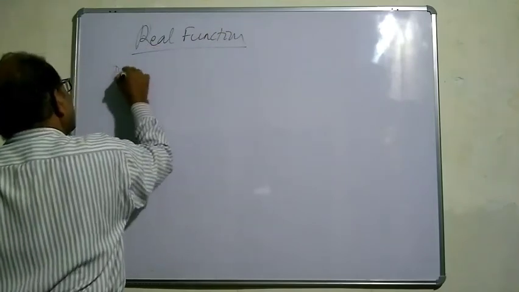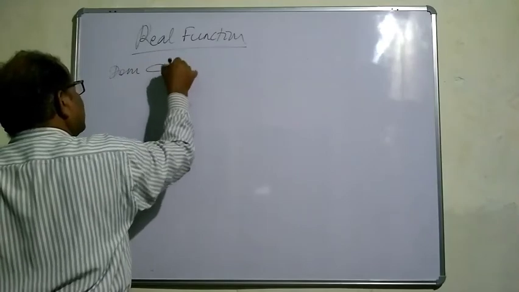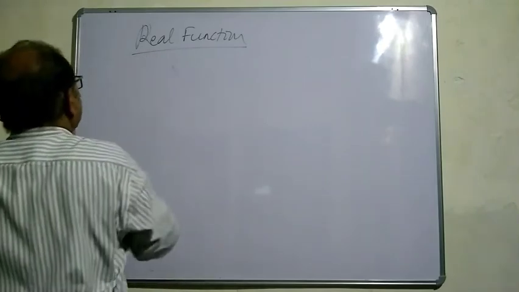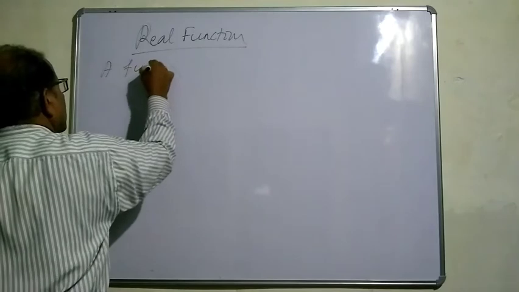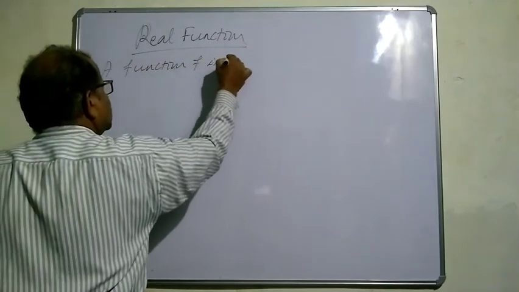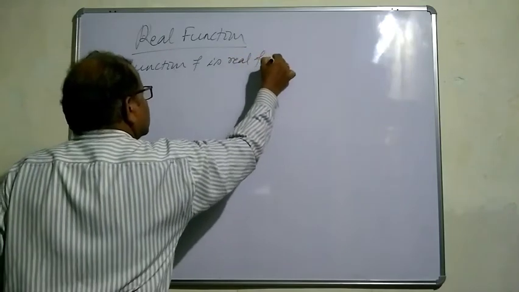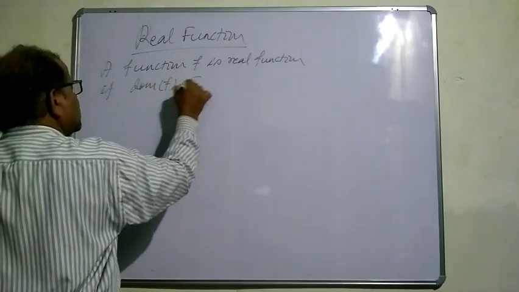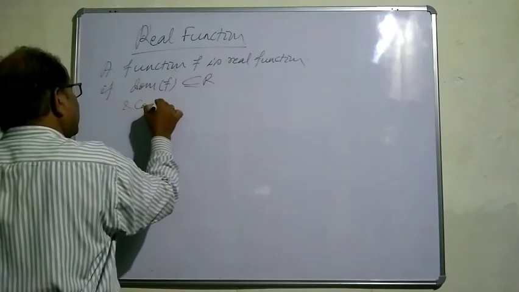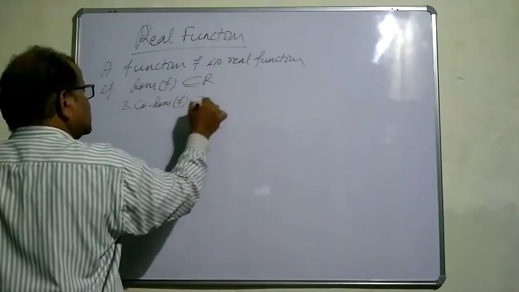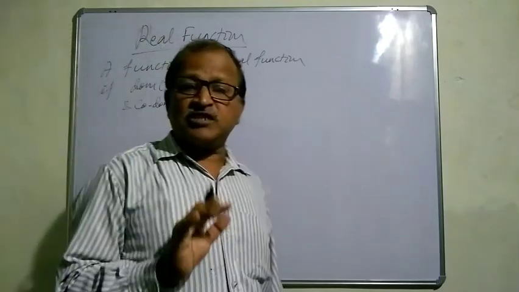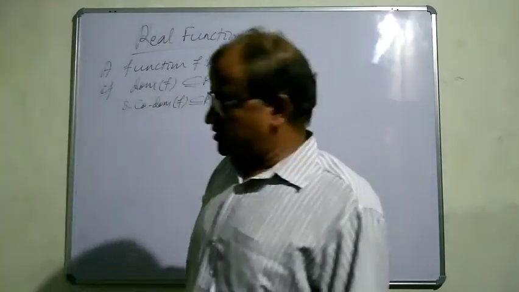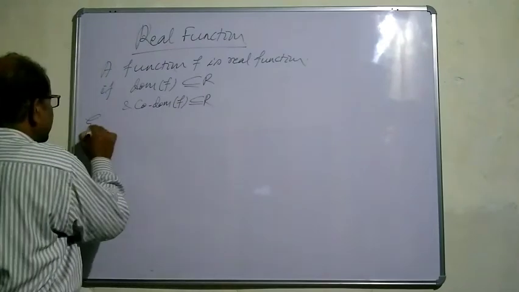the domain is a subset of R and the codomain is also a subset of R. A function f is a real function if the domain of f is a subset of R and the codomain of f is also a subset of R. If domain and codomain are subsets of the set of real numbers, then we say that the function is a real function. Suppose we take an example.